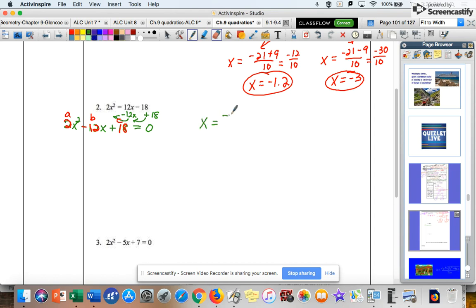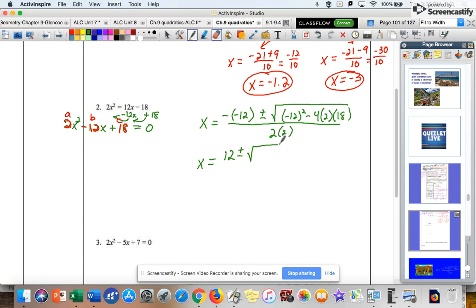X equals negative b, so the opposite of negative 12. So you got a double negative this time, plus or minus the square root of b squared, so negative 12 squared, minus 4 times the a value of 2 times the c value of 18, all over 2 times a. All right, let's start simplifying that. So double negative makes a positive for that.